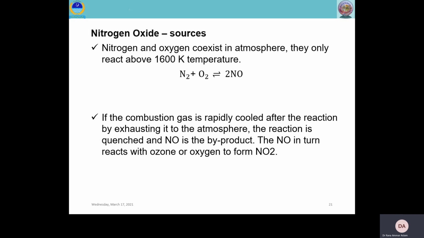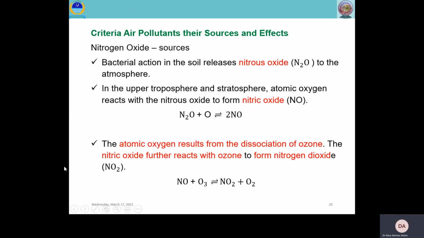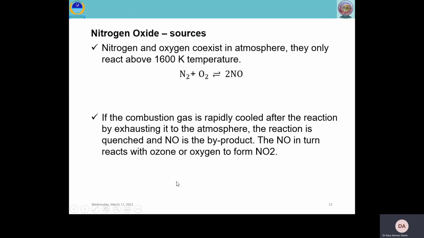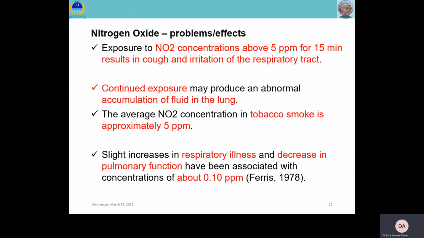If we talk about emission of nitrogen oxides from combustion processes, if the combustion gas is rapidly cooled after the reaction by exhausting it to the atmosphere, the reaction is quenched, and nitric oxide is the byproduct. So this nitric oxide reacts with the ozone. I mean, this process actually repeats, and nitrogen dioxide is formed.